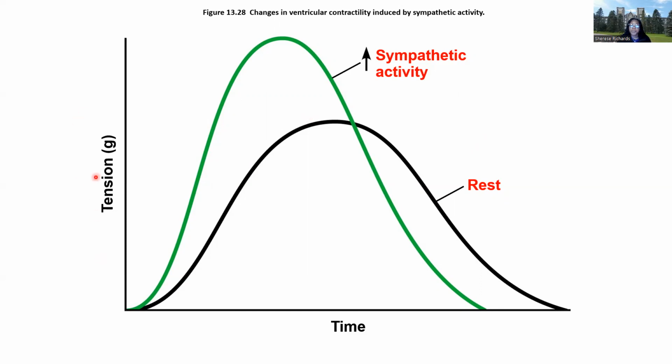So if we have more force generation, right? That is happening under the influence of the sympathetic activity, and that is happening in a shorter duration of time. And if we compare that to what's happening at rest, we'll see that much more force is being produced when the cardiac muscles contract under the influence of the sympathetic nervous system than the amount of force that's being produced when these muscle cells are at rest.